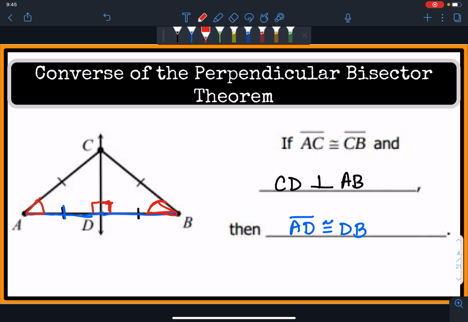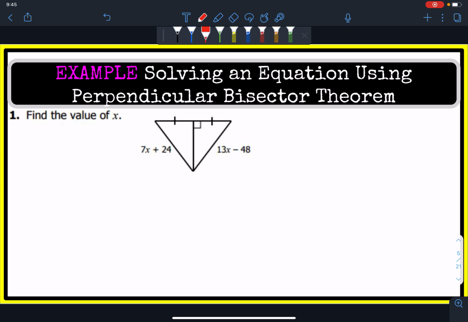So let's look at some examples of how we can use this fact to set equations up. The first one is going to be very basic, solving an equation for x. This one simply requires us to recognize, using the perpendicular bisector theorem, that since this is a perpendicular bisector, these two sides on the triangle are going to be congruent.